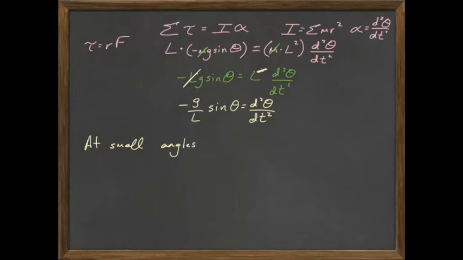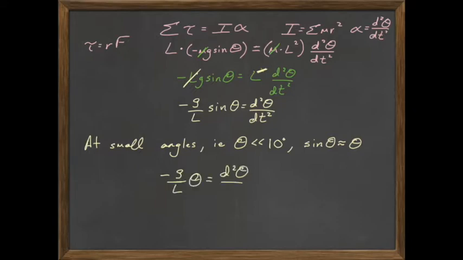Now, remember we said that at small angles, a pendulum is a simple harmonic oscillator. The reason is that if the angle is small, and by small we mean much less than 10 degrees, and you could try this on your calculator, the sine of that angle will equal approximately the angle itself. If you do the sine of 9 degrees, it'll come out to right around 9. So we can make that substitution and replace sine theta with just theta.